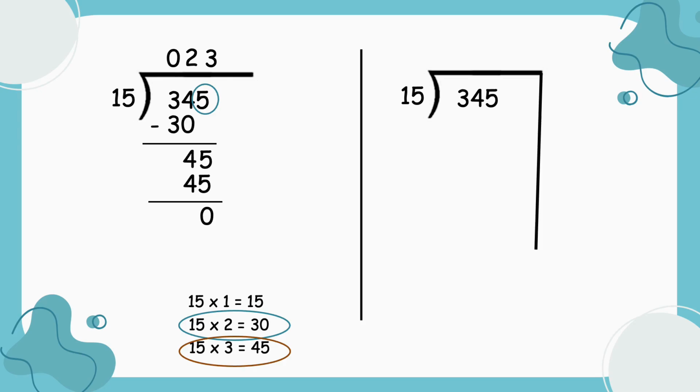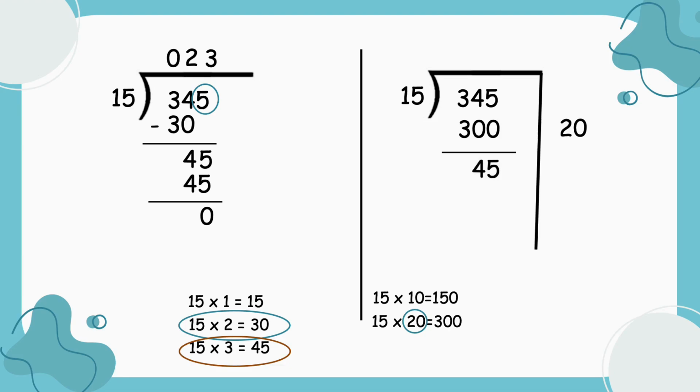All of us know that 15 times 10 equals 150. So this means that 15 times 20 equals 300. And that is our first chunk, 20. Now subtract 345 minus 300 equals 45.